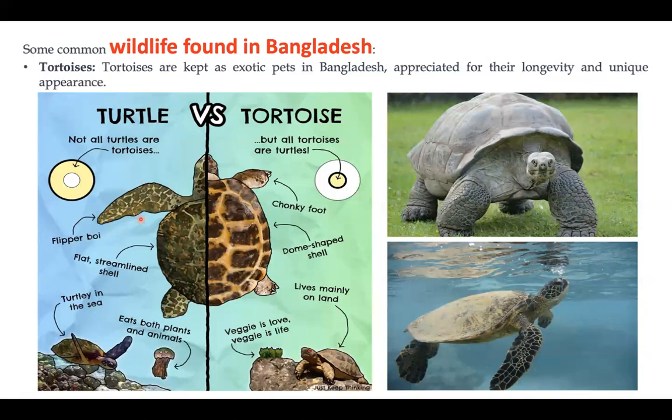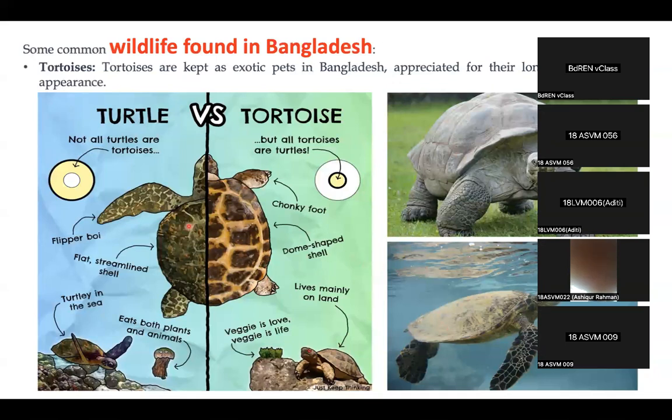So the major difference between these two, as you can see here, is in the picture given here. The shell structure that we can see is really dome shaped. Yes, dome shaped shell. For the turtle it is not that domed, it is quite a bit flattened.